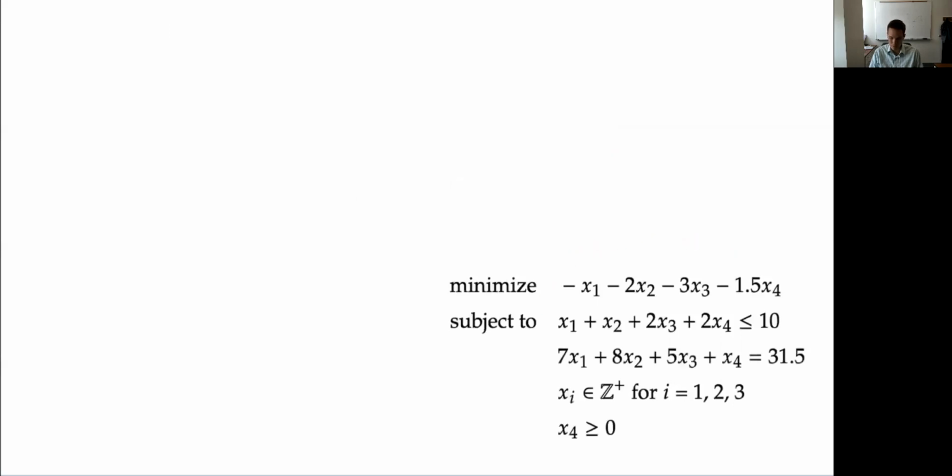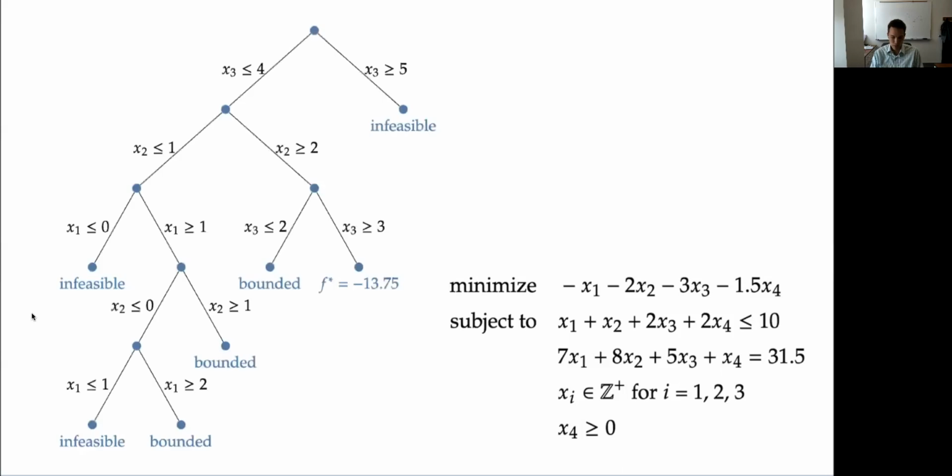Here's another problem, another linear problem you can see. And here, this one is mixed. So the first 3 variables, x1, x2, and x3, have to be integers, not binary, just any integer. And x4 is continuous, just any positive continuous variable. So here's what this looks like. We branched, for example, on x3, and based on what its value was, we said it had to be less than or equal to 4, or greater than or equal to 5, and then we keep doing that.